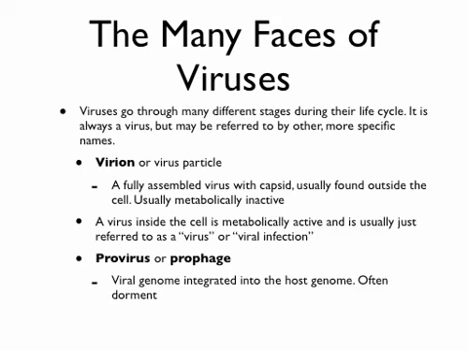So a virion, or a virus particle, is a fully assembled virus with its capsid on. So it's got its genome, and it's got its coat on, it's got everything it needs to go leave the cell. And it's, in fact, probably outside the cell. Generally speaking, these are metabolically inactive. So that's a virion, or a virus particle.